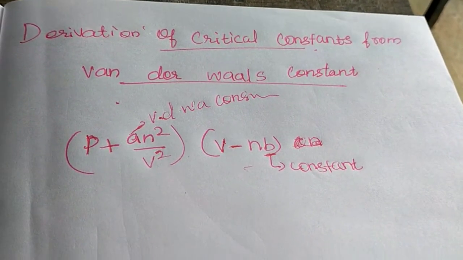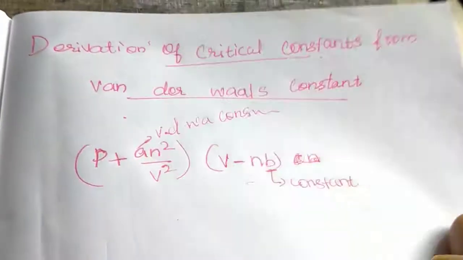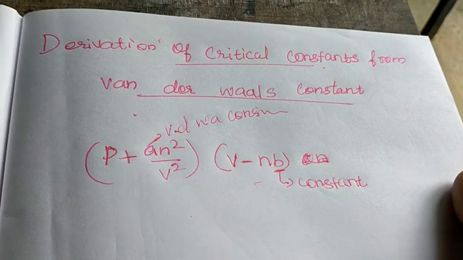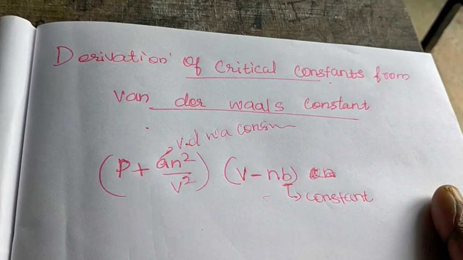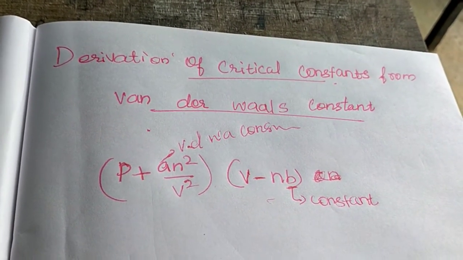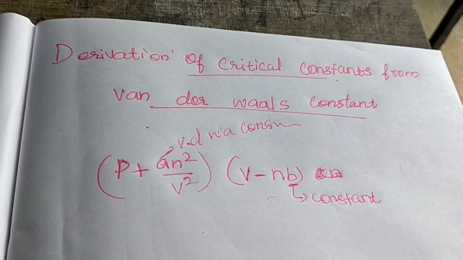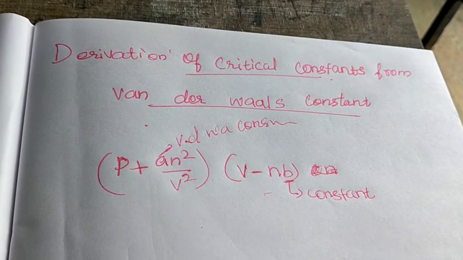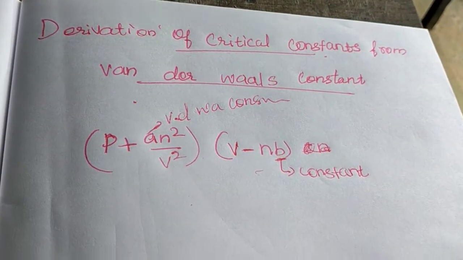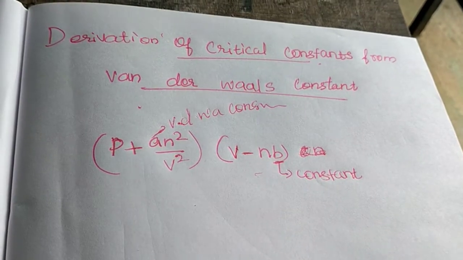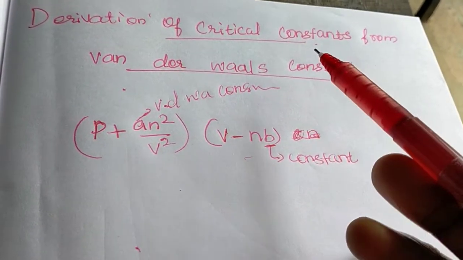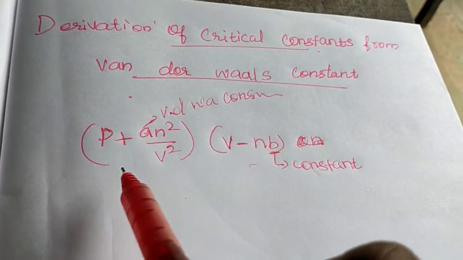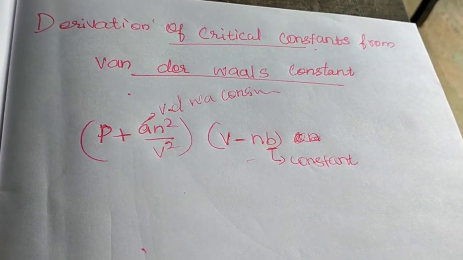You should be aware of the critical constants. In the previous class on Andrews isotherms, we learned three definitions: critical volume, critical pressure and critical temperature. These three constants are generally known as critical constants. We will derive these critical constants from the pressure and volume corrected ideal gas equation.